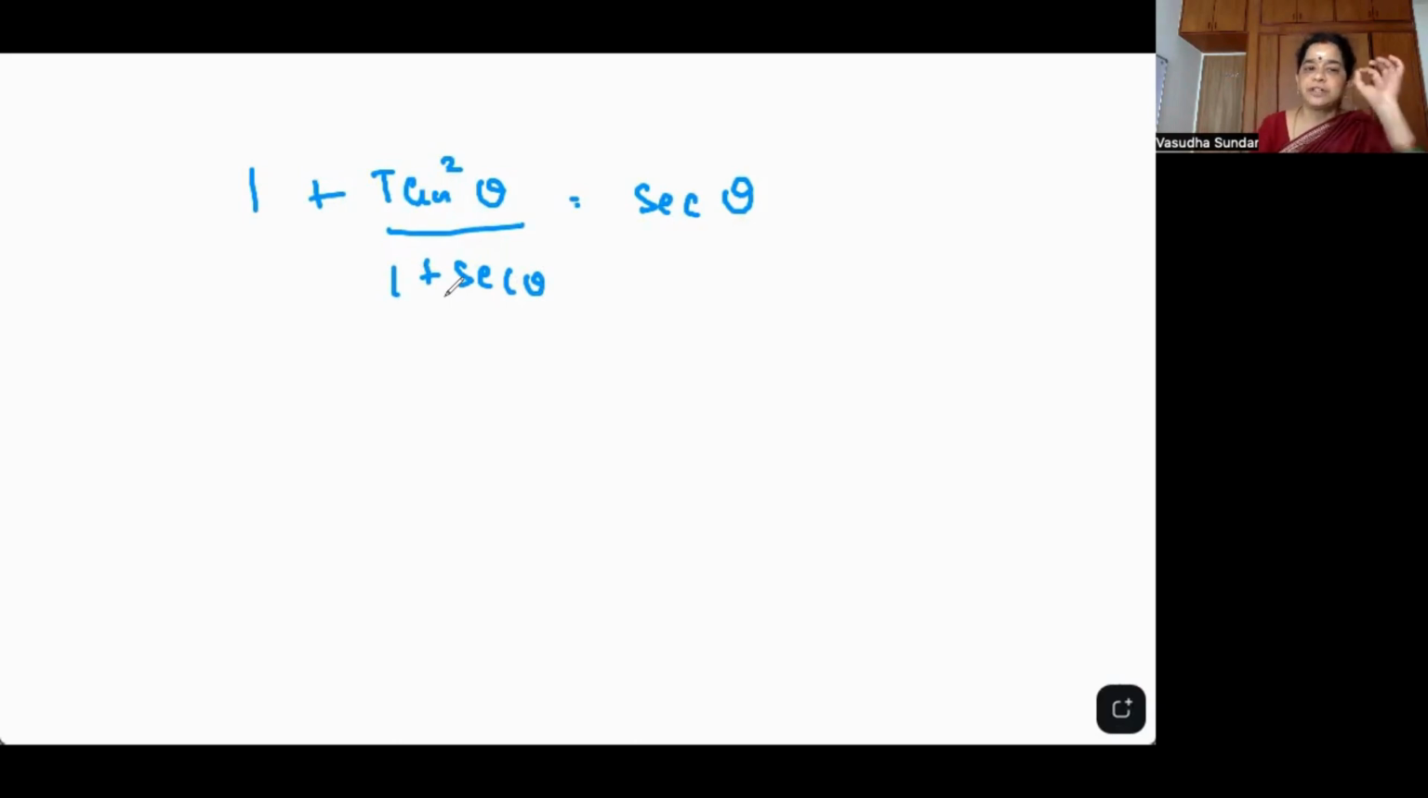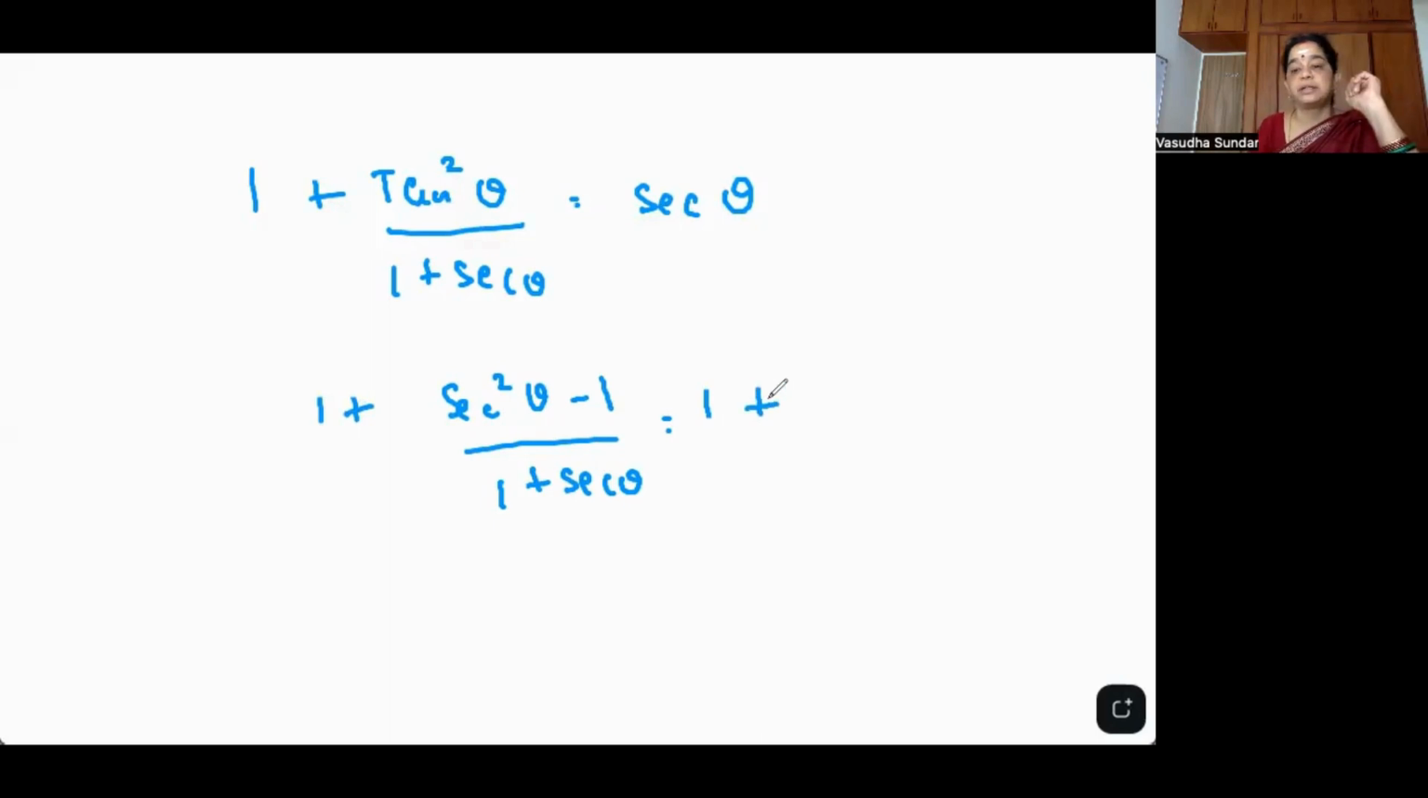So the first thing is try to always use trigonometric identities wherever possible. For example, this tan square theta, I know it is secant square theta minus 1 by 1 plus secant theta. Correct? So I'm taking the LHS. I know tan square theta is secant square theta minus 1 and I have a secant theta in the denominator. Now I have applied the trigonometric identity.